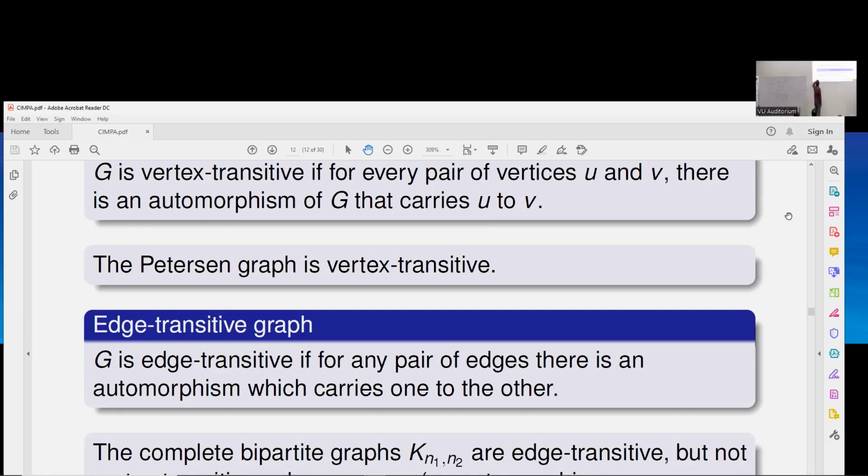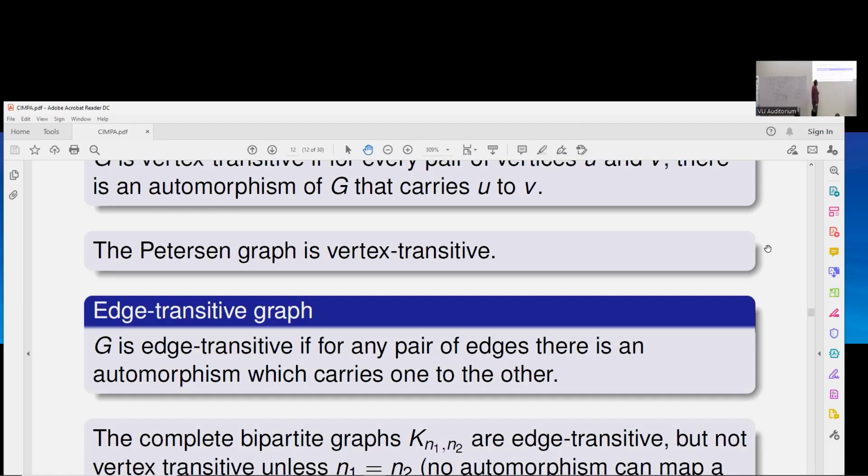Now, edge-transitive. It is a very similar definition to vertex-transitive. A graph is edge-transitive if for any pair of edges there is an automorphism which can carry one edge to the other. And again, a good example to illustrate the difference between vertex transitivity and edge transitivity is the set of complete bipartite graphs.